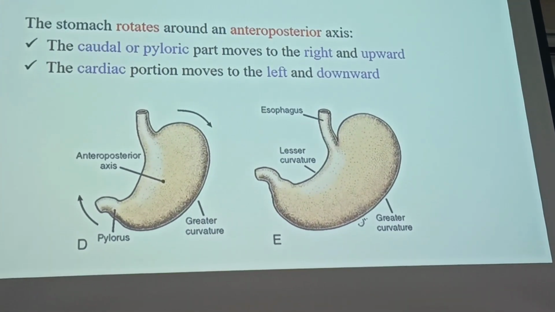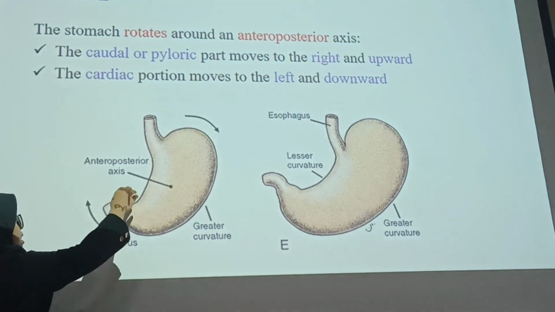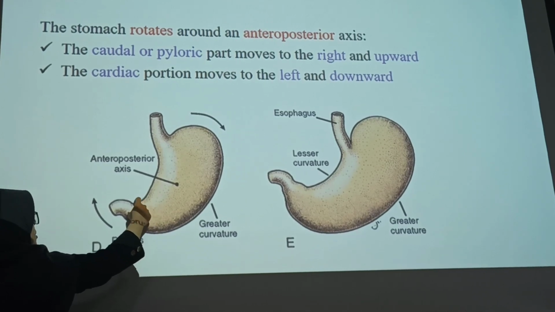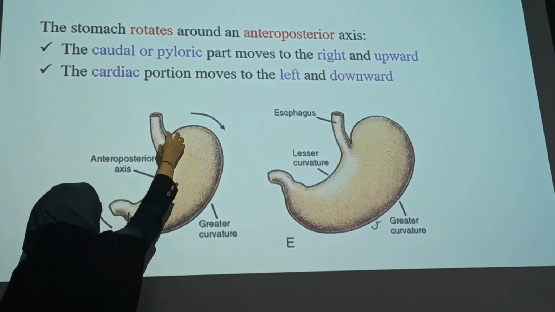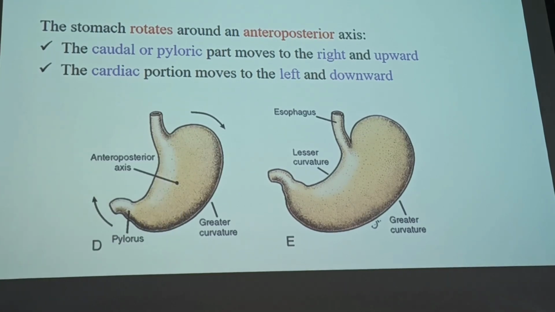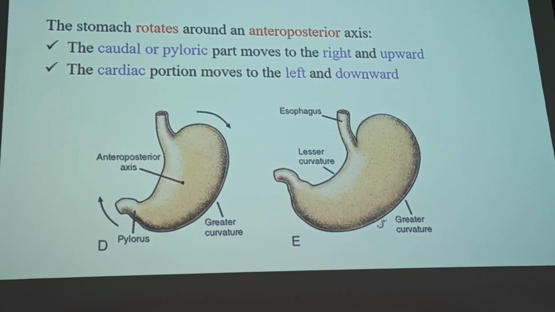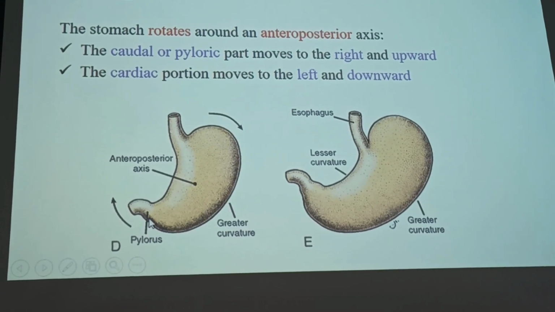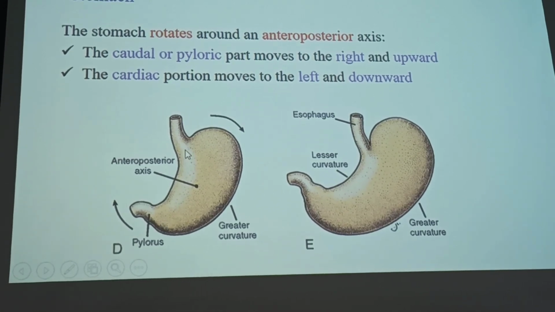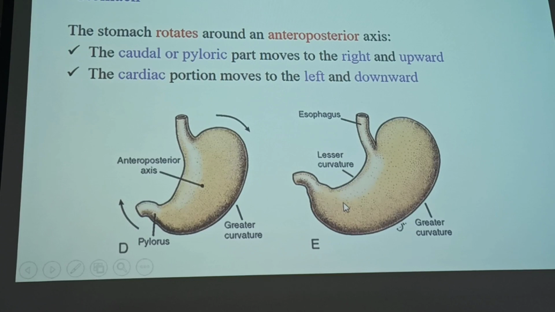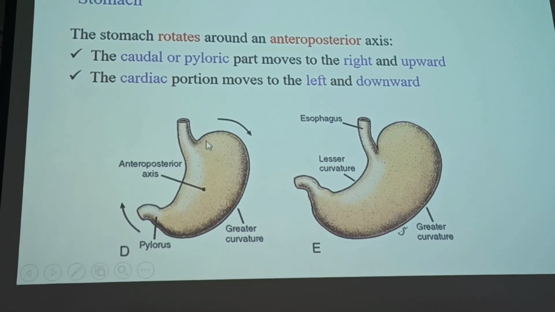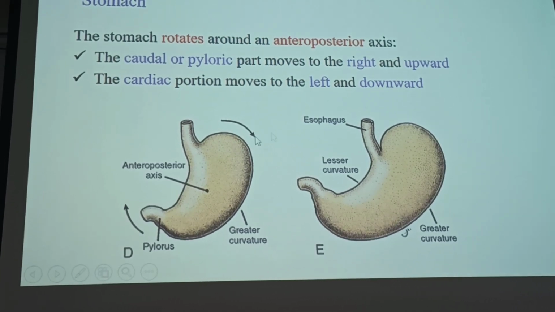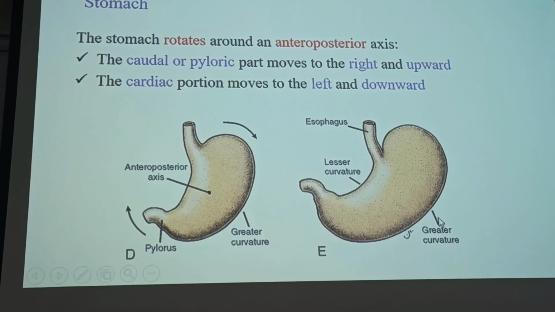As you know, a stomach has three parts: fundus, body, and pyloric part. Okay, pyloric part is here. Cardiac part is here. Okay. After this rotation, the caudal or pyloric part moves to right and upward, and cardiac or cephalic part of stomach moves to left and downward. Okay.